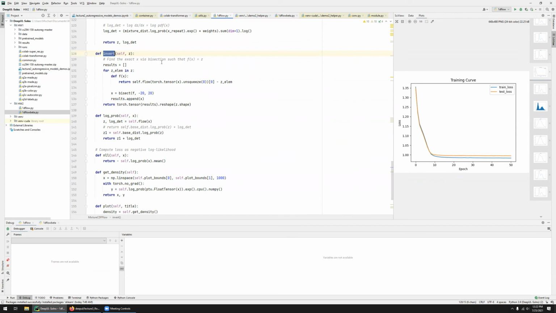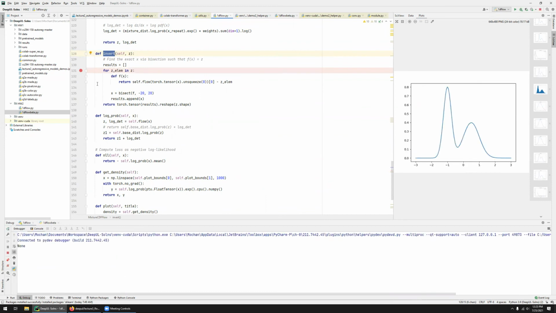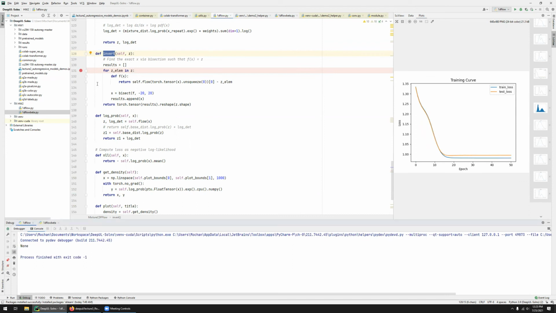Find the exact X by bisection. It says the same thing. I don't know if it's ever used, so let me see if it's ever called. It's never called, so I don't know what it does.